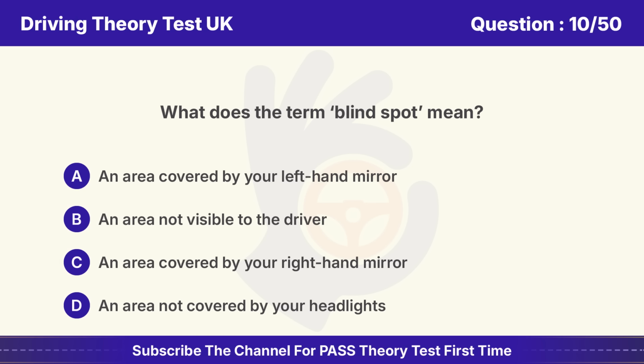Question 10. What does the term blind spot mean? Option A. An area covered by your left-hand mirror. B. An area not visible to the driver. C. An area covered by your right-hand mirror. D. An area not covered by your headlights.